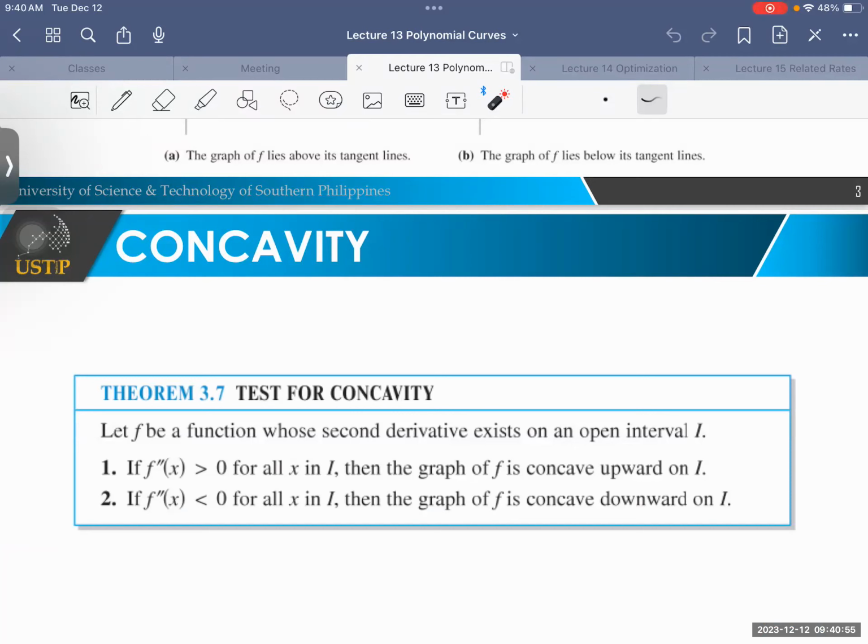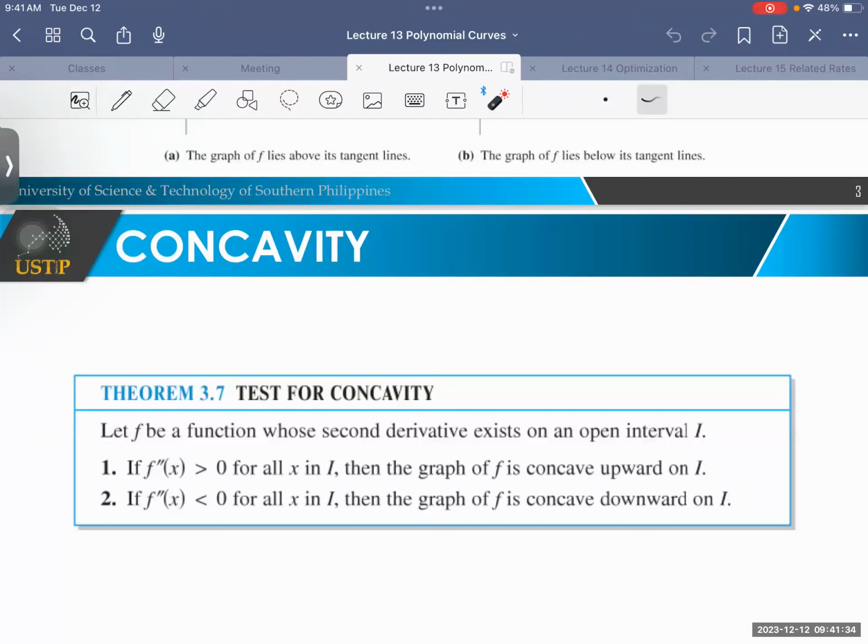Okay, so let f be a function whose second derivative exists on an open interval I. Now we focus on the second derivative. It's similar to the increasing and decreasing function test, but this time we take the second derivative. In the increasing and decreasing function test, if the sign of your first derivative f prime is positive, then we can say that your graph is increasing at that interval. If the f prime you get is negative, that means it is decreasing on that interval. It's the same thing here, but we're just talking about concavity and the second derivative.